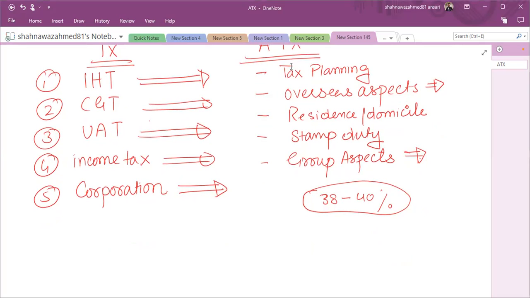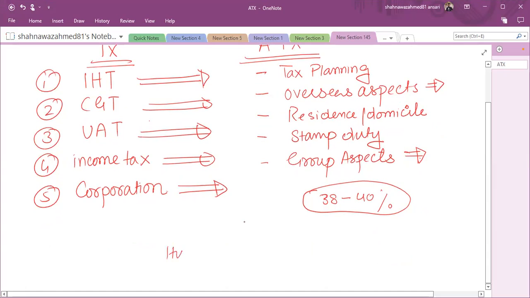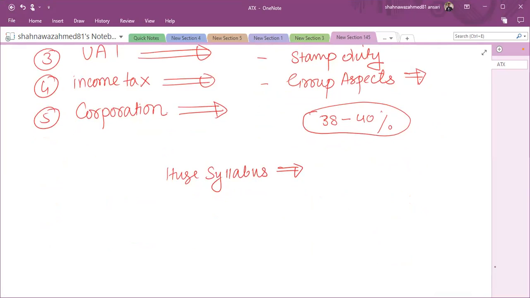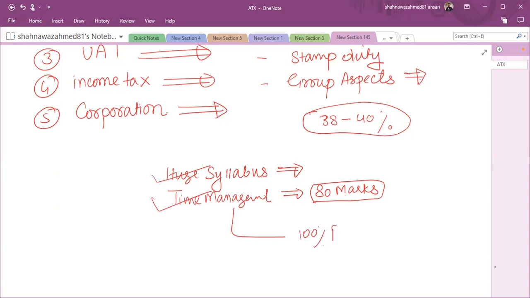One of the big reasons is that the syllabus is very huge, lots of information. Number one challenge: you have to memorize. The second thing is time management. Most of the students only attempt 80% of the paper. They're not able to attempt the entire 100 marks. So you have to learn how to memorize smartly, and how to plan your time in such a way that you can attempt 100% of the paper.